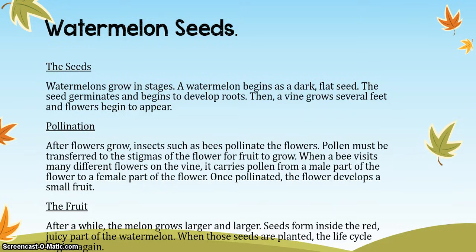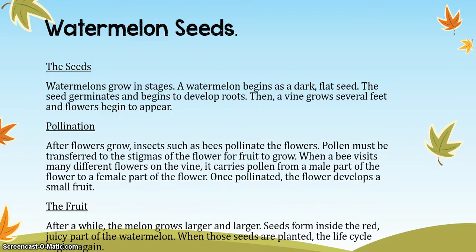Pollination. After flowers grow, insects such as bees pollinate the flowers. Pollen must be transferred to the stigmas of the flower for fruit to grow. When a bee visits many different flowers on the vine, it carries pollen from a male part of the flower to a female part of the flower.